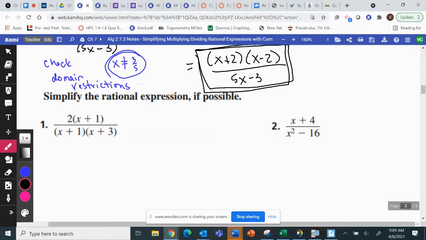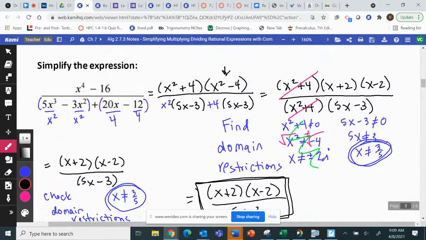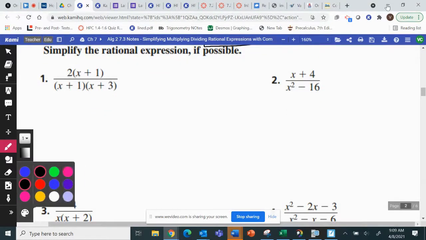Did everybody think he was right? Jacob's normally right. I think you are most of the time. Brian, do you know? Emma, do you know? What did we do after we factored this guy? Did we immediately cancel? No, Jackson, what do we need to do? We need to find those domain restrictions. Let's find those domain restrictions.